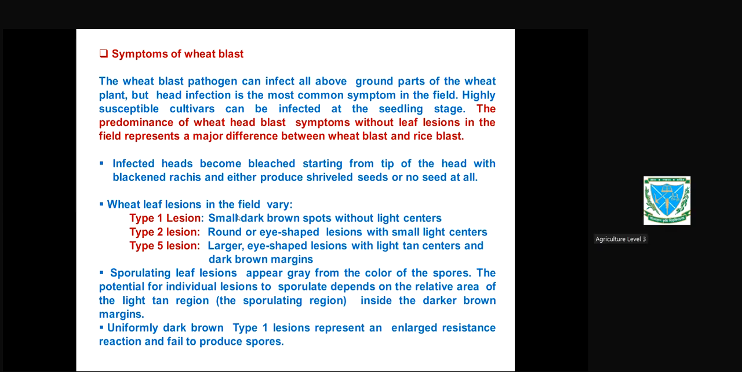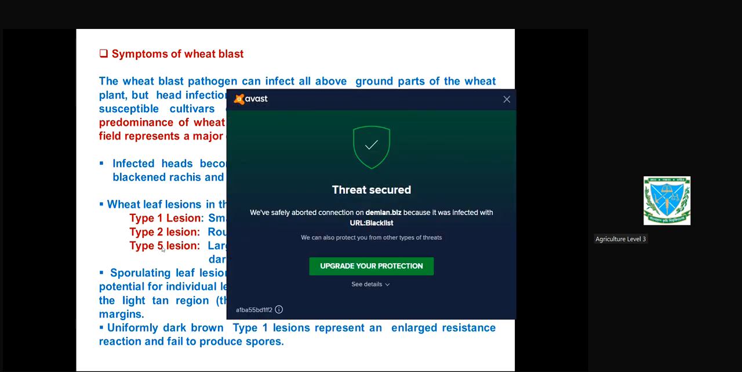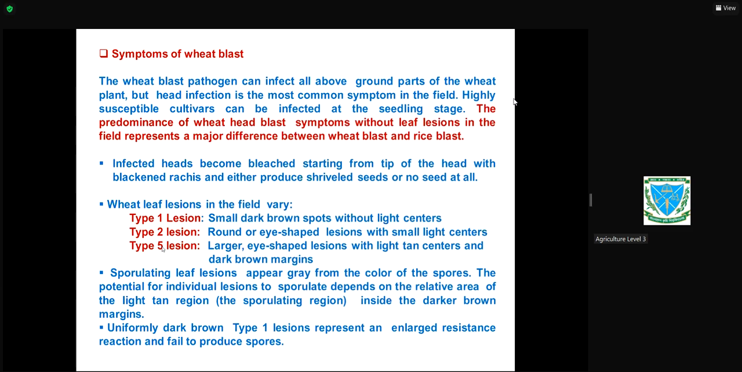The leaf lesion in the field may vary, as I told you earlier. Type 1, sometimes we can notice type 2 and type 5 lesions. There are 3 types of lesion formed on the leaf. A small dark brown spot without any light center, we call type 1. An eye-shaped lesion with a comparatively smaller light center is type 2. And a larger eye-shaped lesion with a light tan center and dark brown margin, we call it type 5.